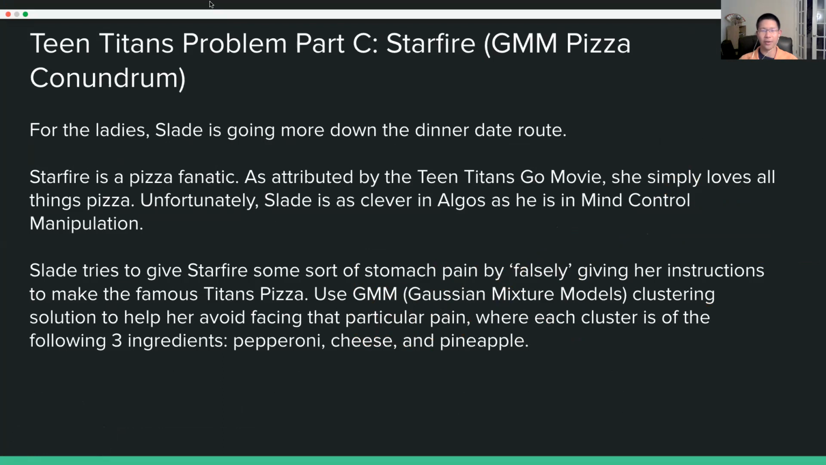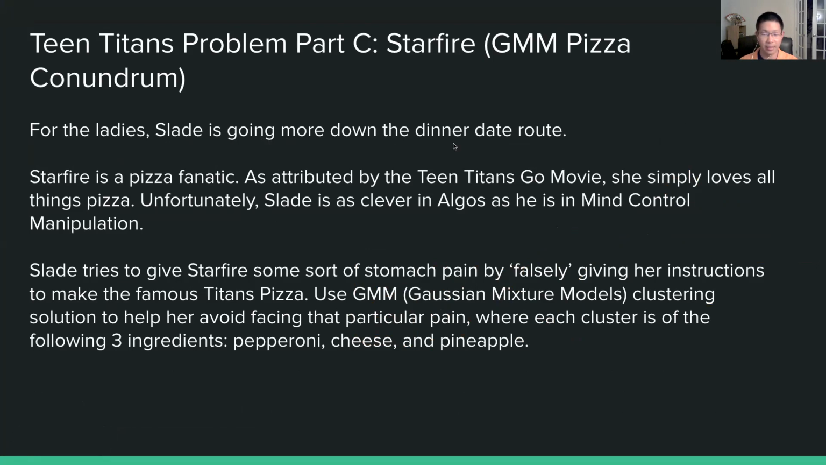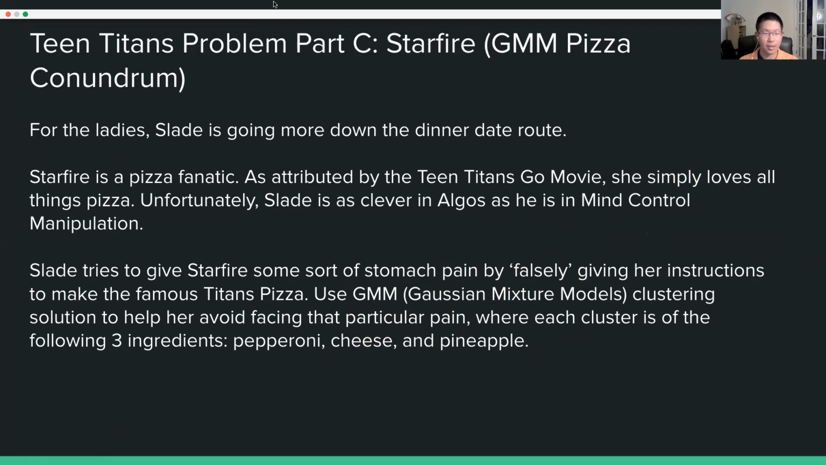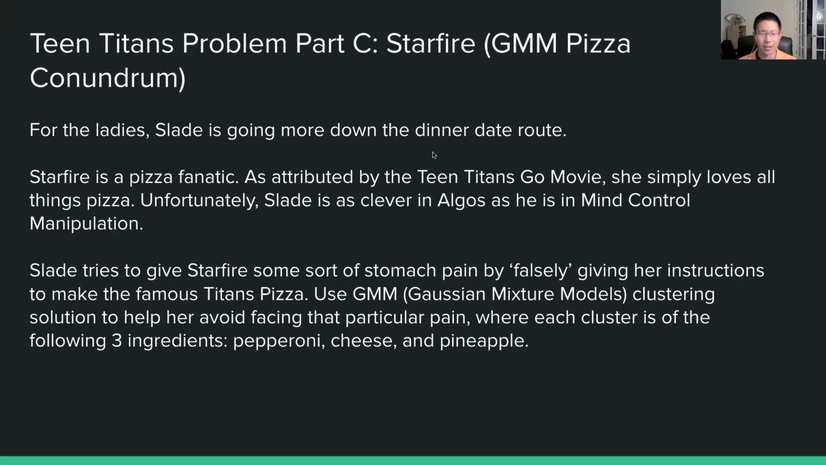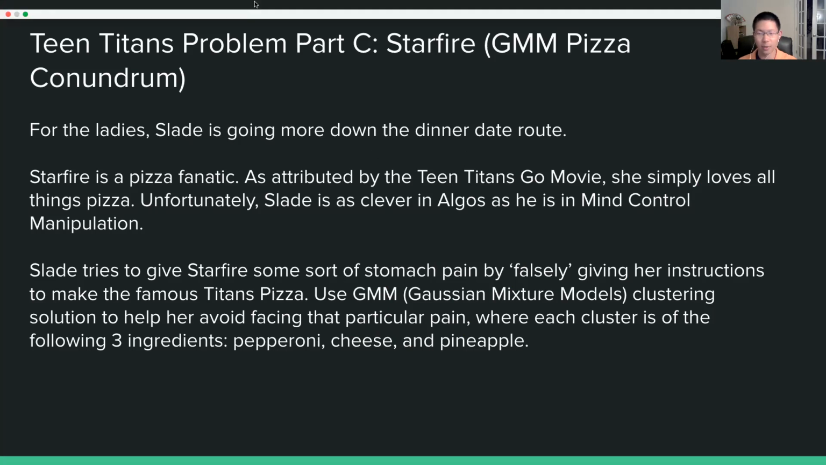And finally, of course, for the ladies, he's going down more of a dinner route. Like they say, to get to a woman's heart, you go for her stomach. And same thing for the men. So of course, Starfire, the girl who shoots fire and is a star, is a pizza fanatic. And I love pizza as well, thanks to Hawaii. As attributed by the Teen Titans Go movie, she simply loves all things pizza.